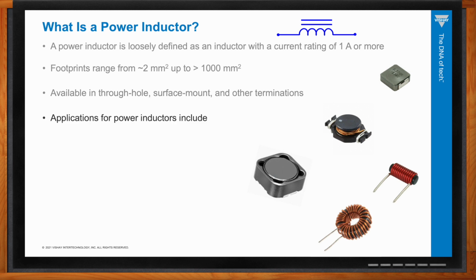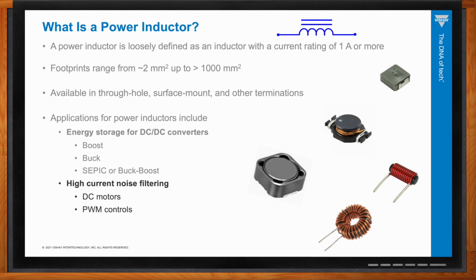And the applications for the power inductors, they're basically going to be energy storage for DC to DC converters, and those can be boost converters, buck converters, or buck boost. And basically by that we mean in a boost converter you're taking a lower voltage and boosting it to a higher voltage. In a buck you're taking a higher voltage and converting it to a lower voltage. And a buck boost, it doesn't matter if the voltage is higher or lower, there's just one output voltage and the input doesn't matter. The other application is high current noise filtering.